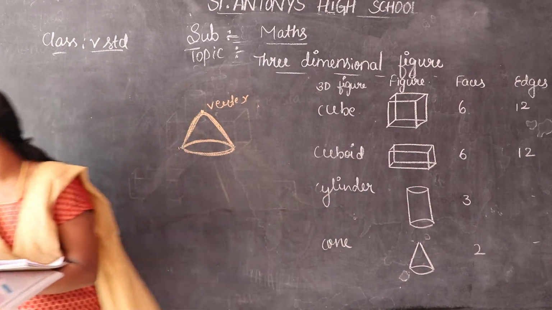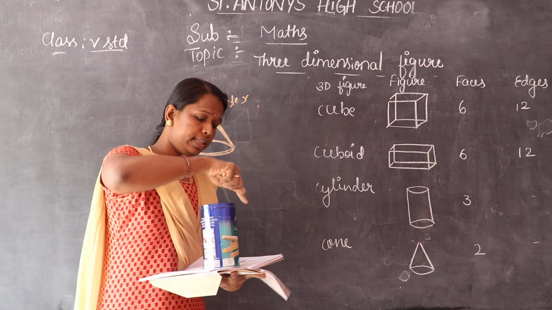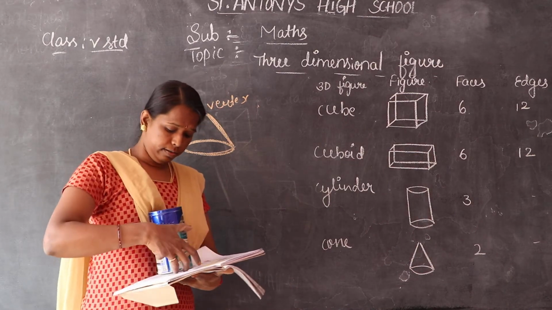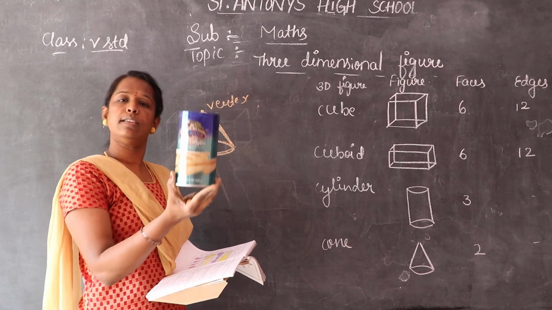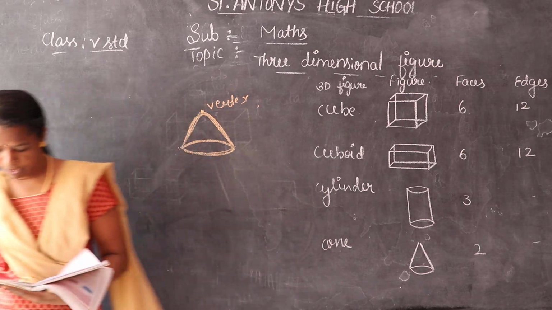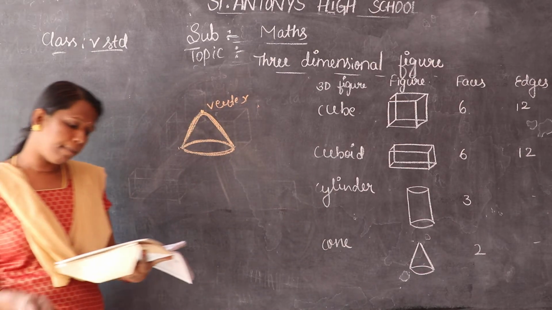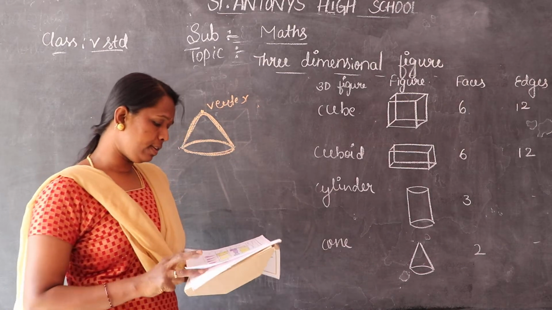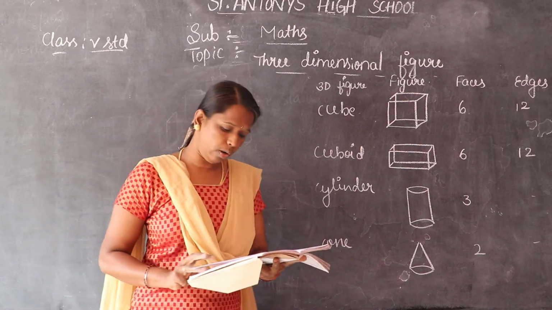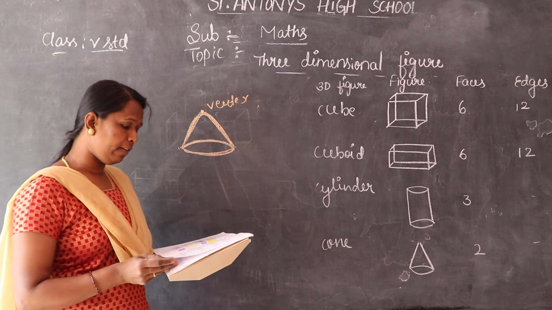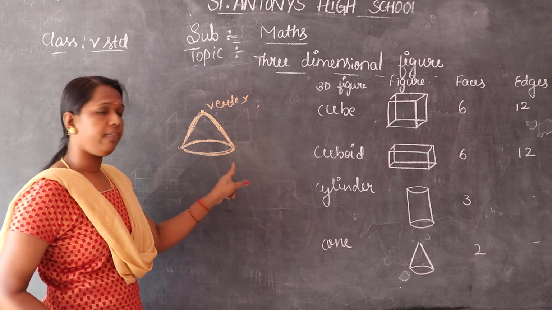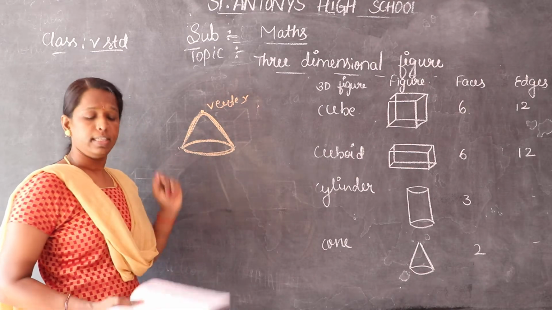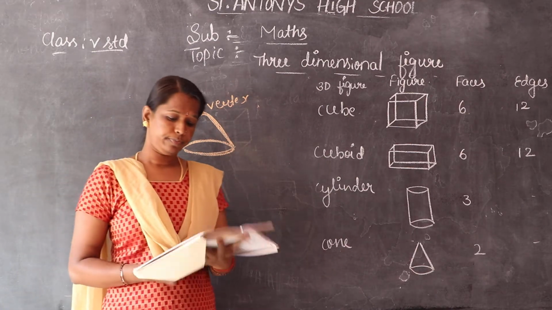You can see in a cylinder, this is called a circular face, and the bottom, the base of this cylinder, is also called a circular face. Mention the number of plane surfaces and curved surfaces in a cone. One plane surface and one curved surface in a cone.